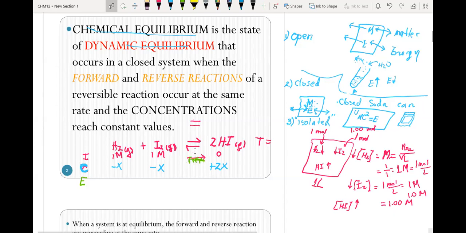Until the rate of the forward reaction equals the rate of the reverse reaction. You say here, rate of the forward reaction equals the rate of the reverse reaction. When the system reaches this point where the rate of the forward reaction is exactly the same as the rate of the reverse reaction, now the system is at equilibrium, and only now, not before. Before, it's working dynamically to reach the equilibrium.